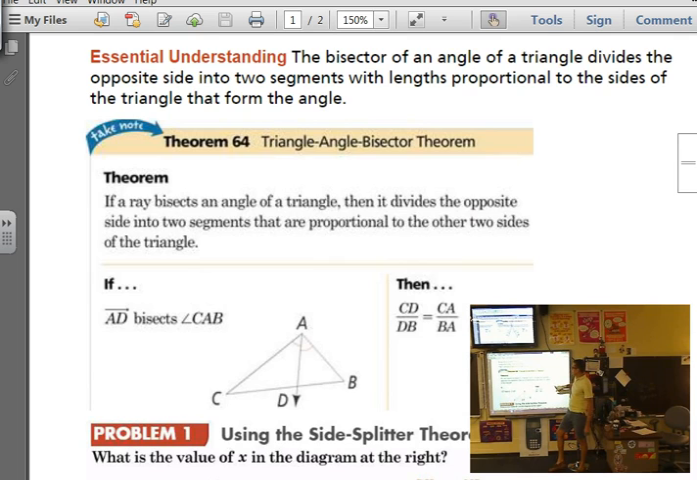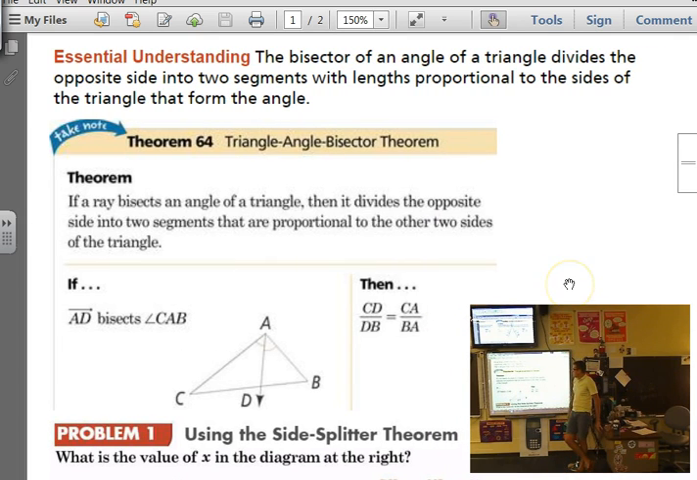And the other one is just triangle angle bisector theorem. So if CD compared to DB, so CD to DB, AD is your angle bisector. Does that make CD and DB equal? If AD is your angle bisector, does that make CD and DB equal? No. This is a misconception that I want to make sure we're clear on.